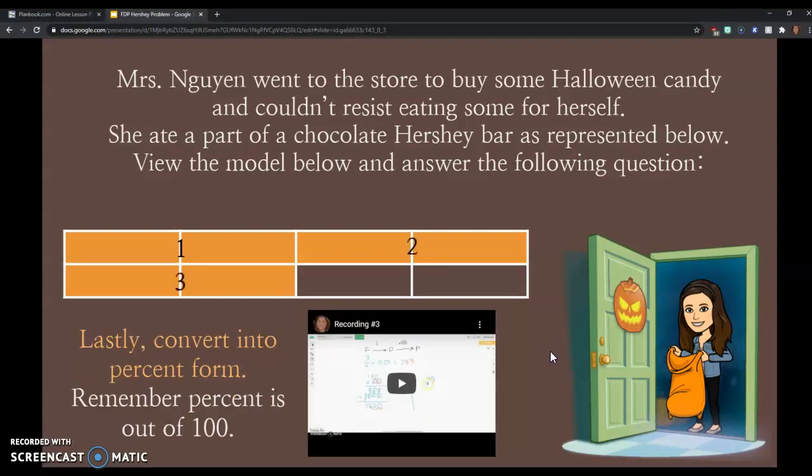Now, your last goal, class, is to change that decimal form into a percent. And remember that percent is always out of 100. So what is 75/100ths as a percent?